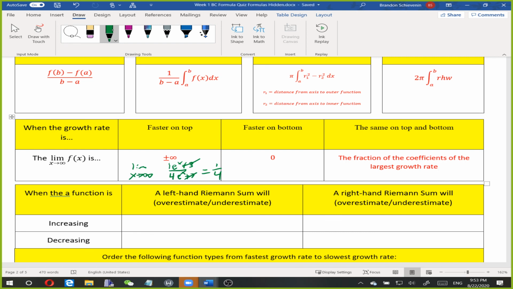And then if my growth rates are faster on the bottom, so natural log x over e to the x in this case, and the limit as x approaches infinity, exponentials grow faster than logarithms, so this will approach 0.